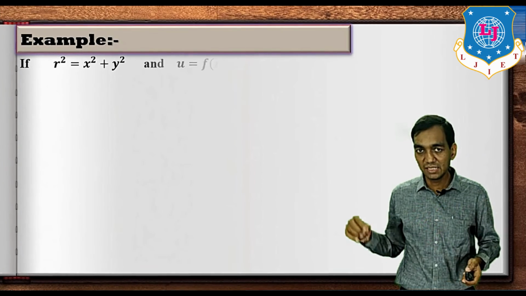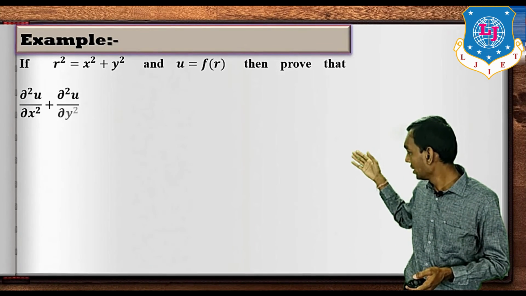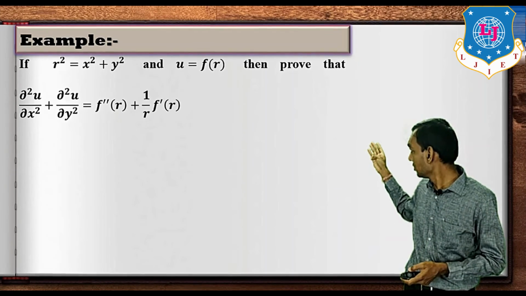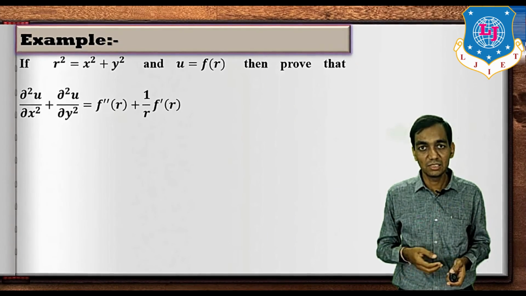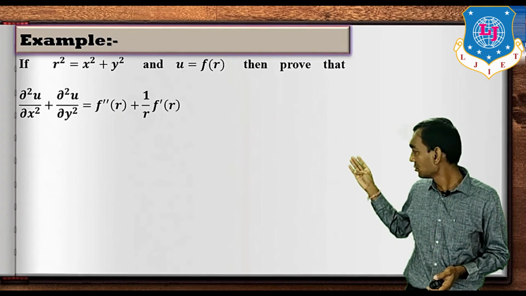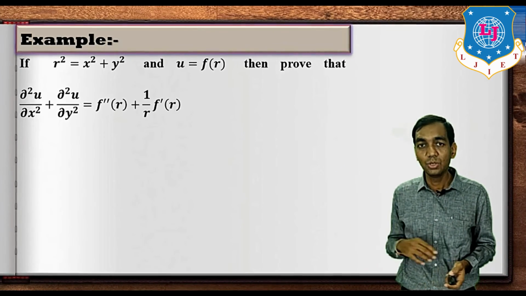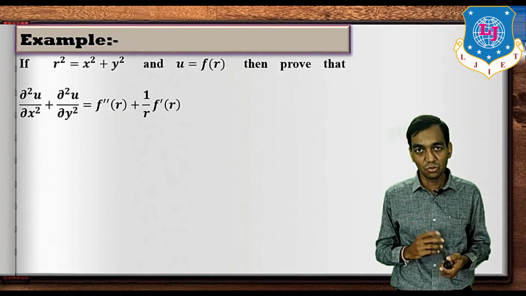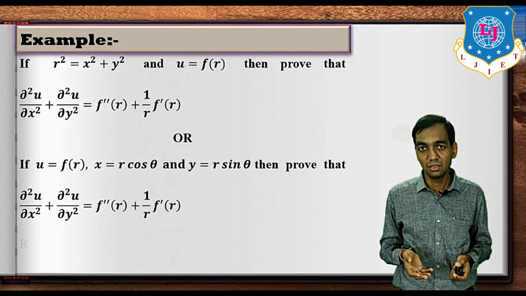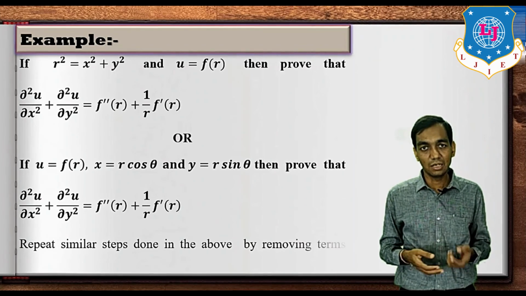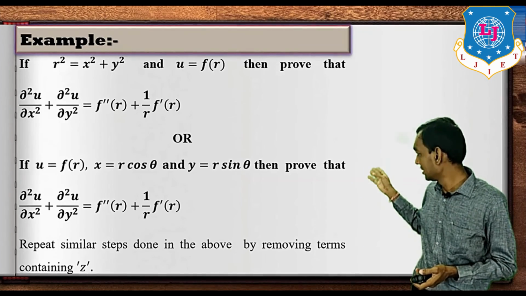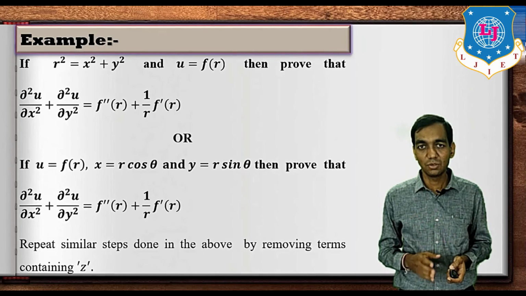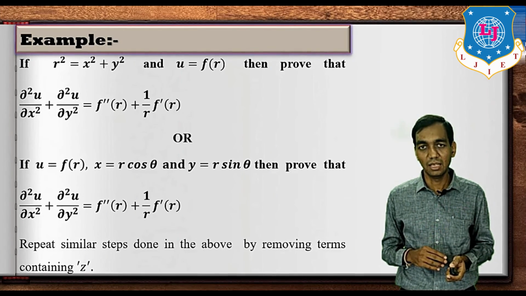In the same manner, if this example is asked for only two variables, if r square is equal to x square plus y square, and if u is a function of r, then prove that del square u upon del x square plus del square u upon del y square is equal to f double dash of r plus 1 upon r f dash of r. So you have to use the same method by repeating the above steps of the example. Only you have to eliminate the term of z. So that will give you the answer of this example.